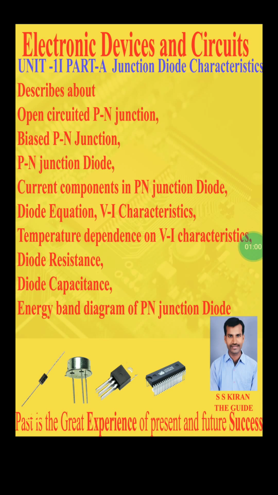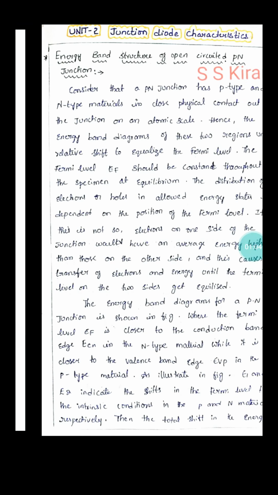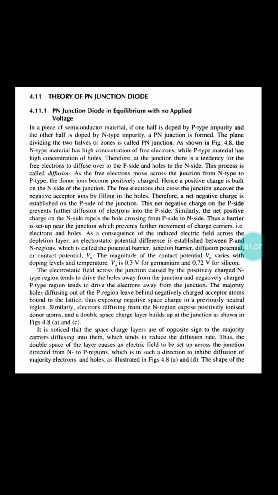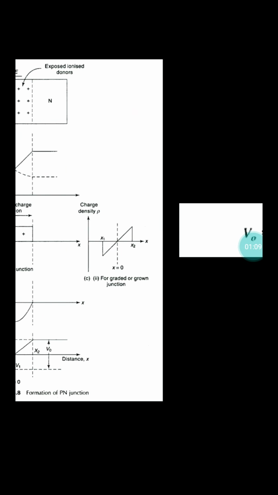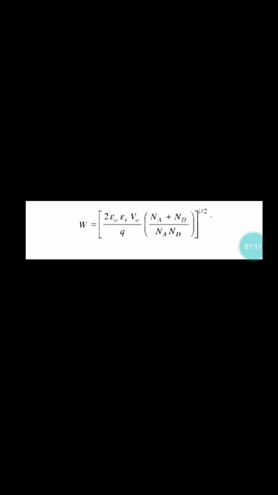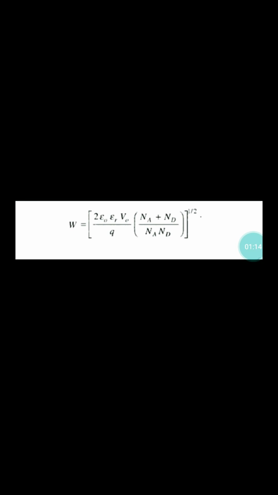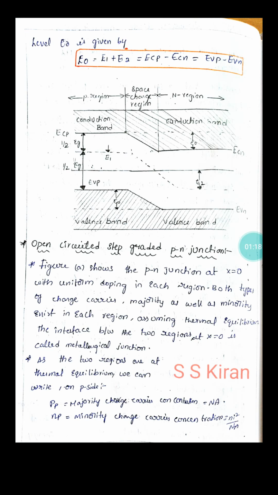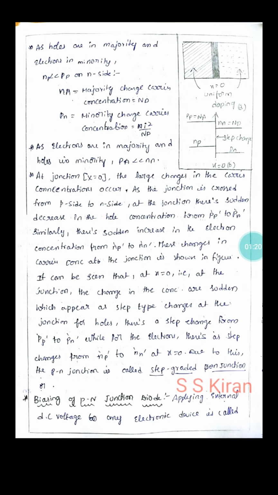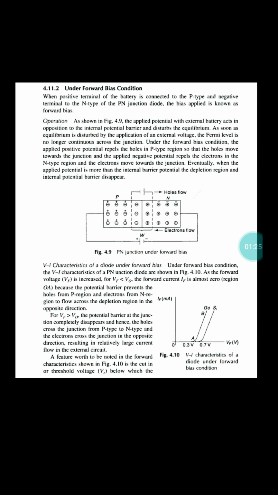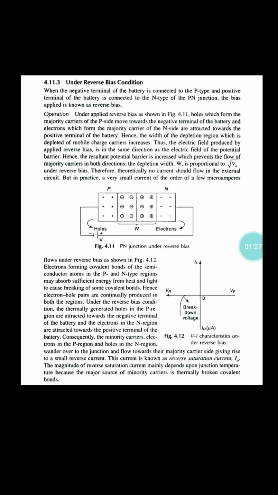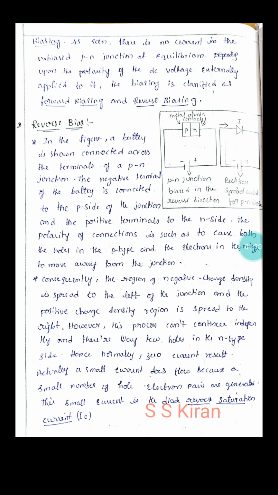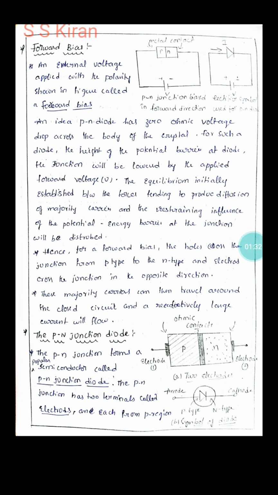Now, for a quick reference from the previous lecture, see here the energy band structure and theory of the PN junction diode. You can see some diagrams, V0 the built-in potential or potential barrier, and the width of the depletion region W. Then the energy band diagram of the open-circuited step-graded PN junction. Then biasing of PN junction diodes, with two conditions: forward bias and reverse bias. Now we will enter into the current components.